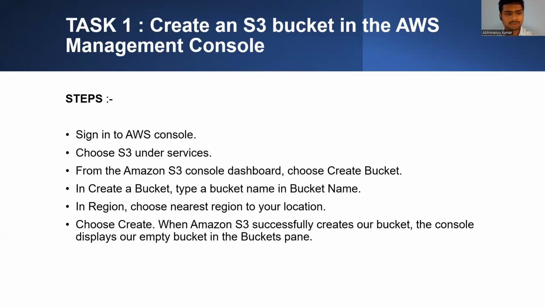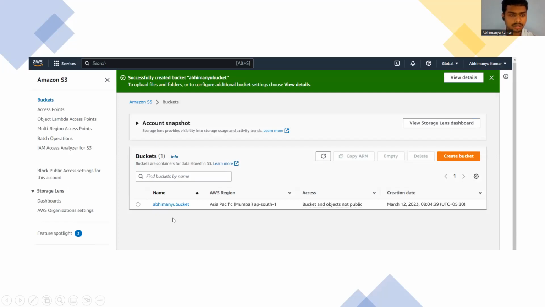To store data, first we need to create a bucket in the AWS Management Console. To create a bucket, we go to the S3 service, and under S3 we create a bucket. We need to give a bucket name that should be unique, and then choose a region. The region should be nearest to our location. Once the bucket is created, we can see a success message with the bucket name and region we have chosen.